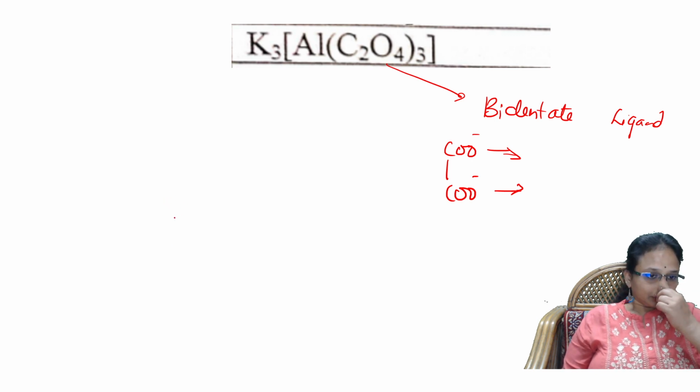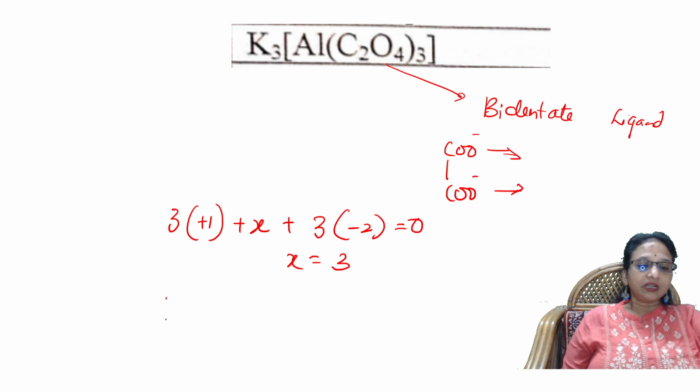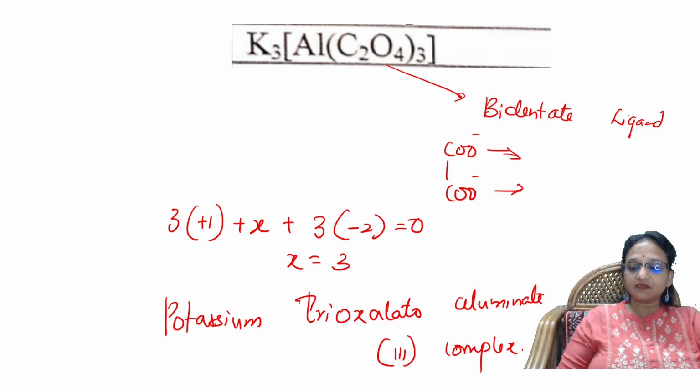Potassium is 3 plus 1 into 3. So, +1 into 3 plus X plus oxalate 3 minus 2 oxidation state 0. X is equal to 3. Name it. It is potassium trioxalato, negative ion, aluminate 3 complex. 3 complex. Easy? Easy. Let us see one more.